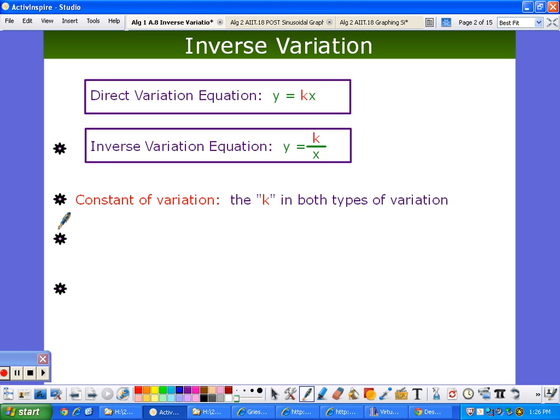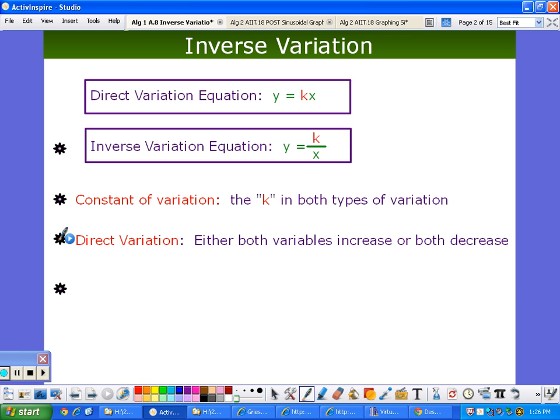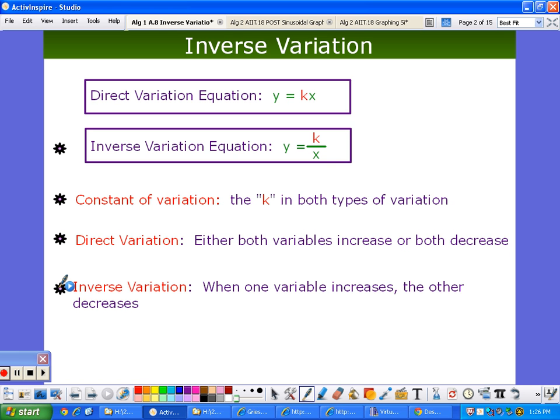Constant of variation, k is the constant of variation in both. So it's that same kind of idea of there's a constant. One thing that's different about direct variation versus inverse: in direct variation, if one value is increasing, the other value is increasing. Or in the case of a negative constant of variation, if one is decreasing, so is the other. Now inverse, the word itself means opposite. So as one value gets bigger, the other one gets smaller.